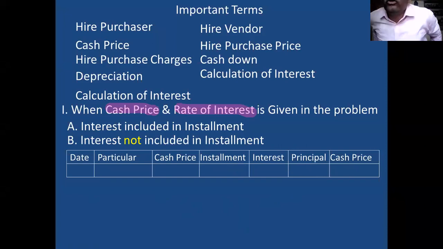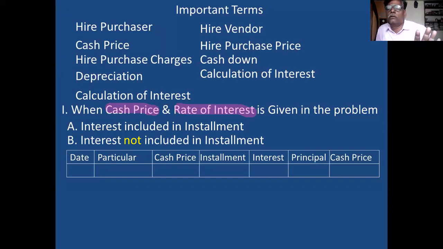What you have to do? Take the problem, read the problem, then three aspects you have to see. What is the cash price in the problem? What is the rate of interest in the problem? Then third point, you have to take the total of the payments made. If the total payment is equal to cash price, then you say installment does not include interest. If the total payment is more than the cash price, interest is included in the installment.